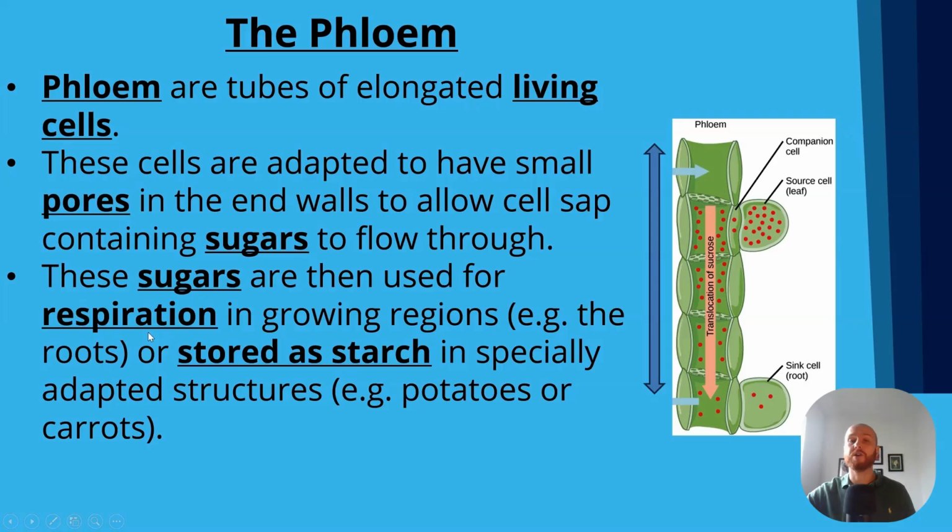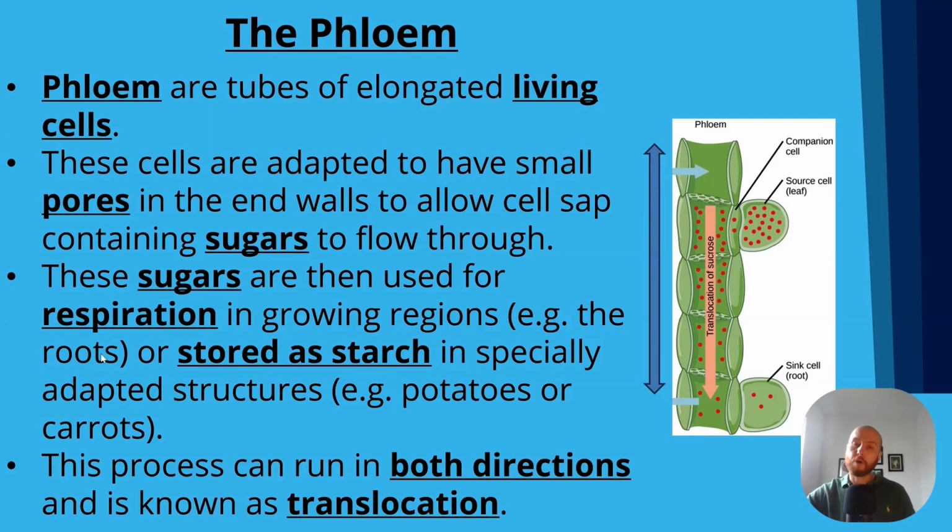Next of all, these sugars are used for respiration, or they could be used for storage. And we know that glucose can be stored as starch. That's a long chain of glucose which can be used as an energy source when plants need it. The process can run in both directions, and that's a key feature of both the phloem and translocation.